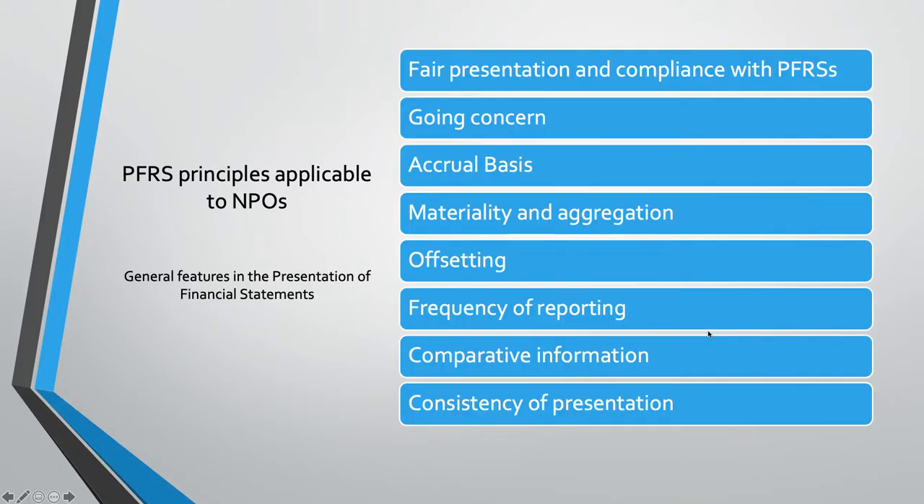Next would be the PFRS principles applicable to NPOs. So, general features in the presentation of financial statements. What do you mean by fair presentation and compliance with PFRS? What do you mean by going concern? What do you mean by accrual basis? What do you mean by materiality and aggregation? What do you mean by offsetting? What do you mean by frequency of reporting, comparative information, or consistency of presentation? Can you guys give me your answers? Let's start with fair presentation. What do you mean by fair presentation and compliance with PFRS for NPOs?